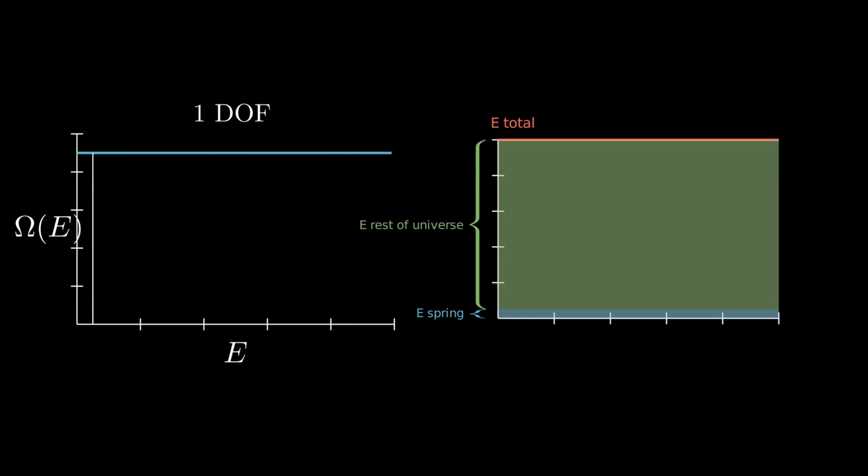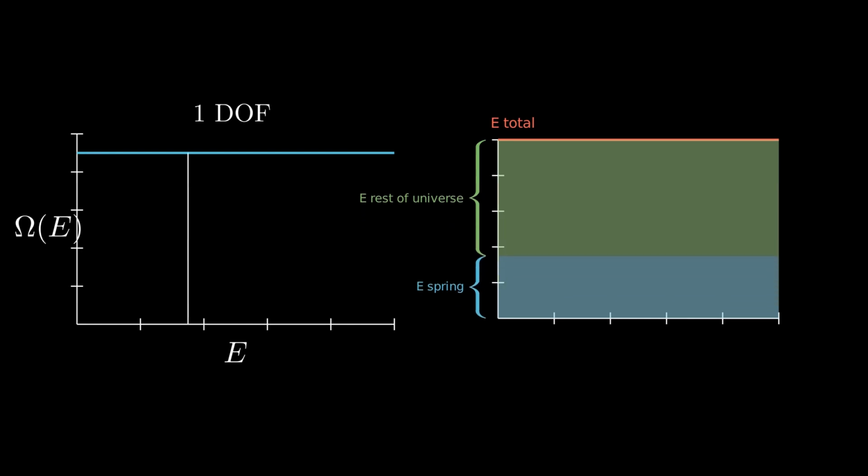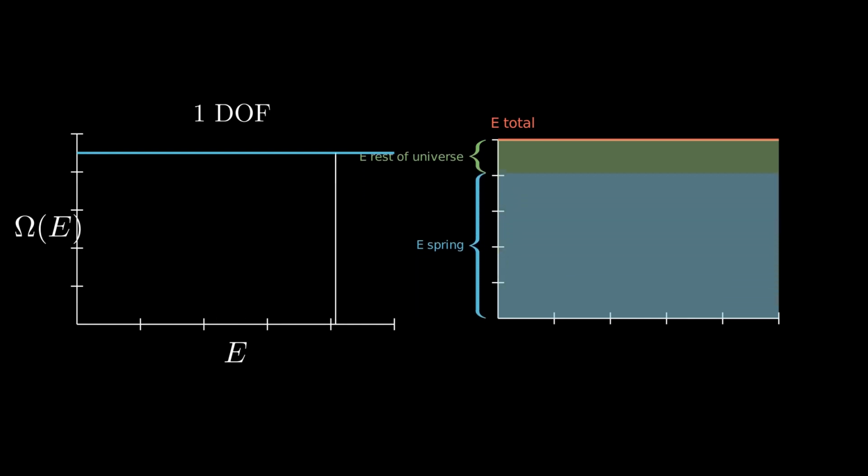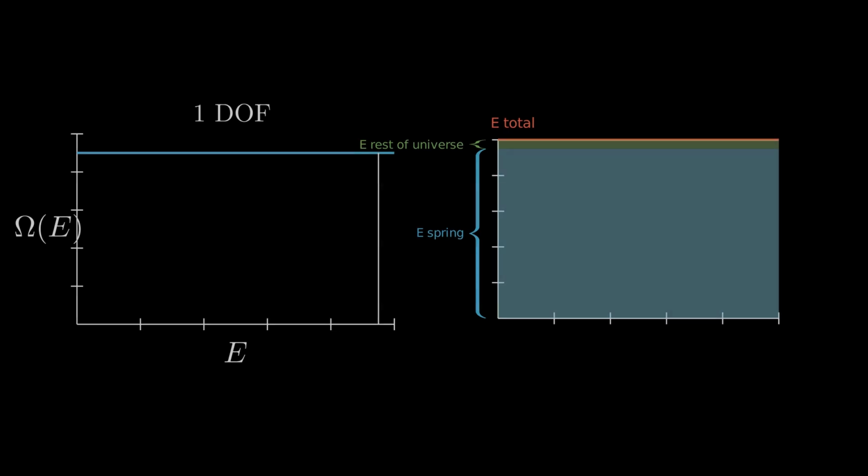So what does this mean? For our thought experiment, with a single spring in the universe, no matter how much energy the spring has, the number of microscopic configurations available to it is the same. Whether the spring has 1 joule or 1 million joules of energy, there are the same number of ways the spring can be configured to represent that energy.